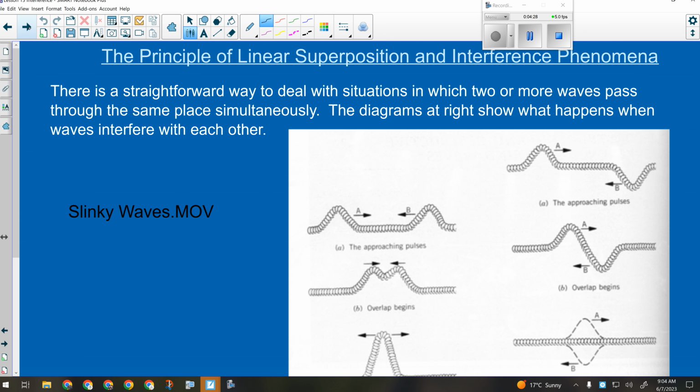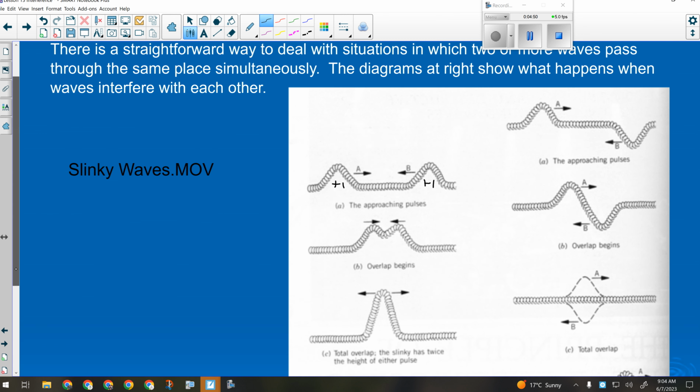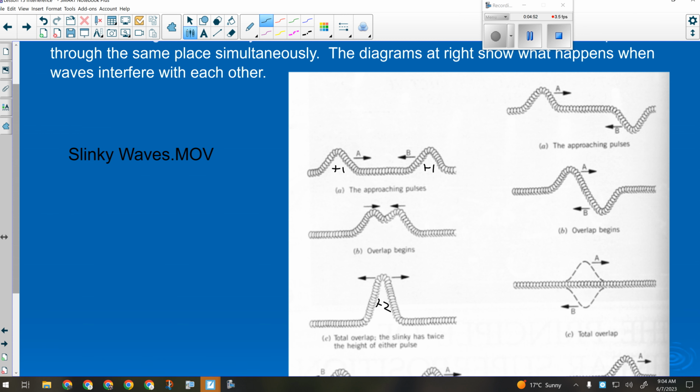The principle of linear superposition says that in order to figure out what the medium is going to do, you add the amplitudes of the 2 waves that are interfering. So if I've got 2 waves coming towards each other, like in this diagram here on the left, that both have an amplitude of +1, they're coming towards each other, they're going to overlap, and when they overlap, the amplitude of the medium will be +2, law of conservation of energy. All of that energy is there in the medium, so it has to be reflected.